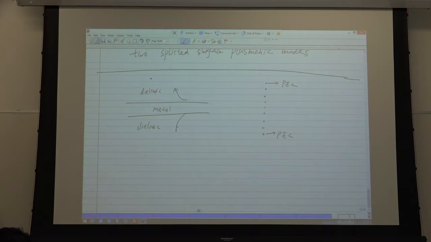The governing equation is the wave equation, Hz plus k squared, this original form. The k squared z is the z direction, I assume it's z. So this is the governing equation. This is 3D, because for TM wave there is only the Hz component.